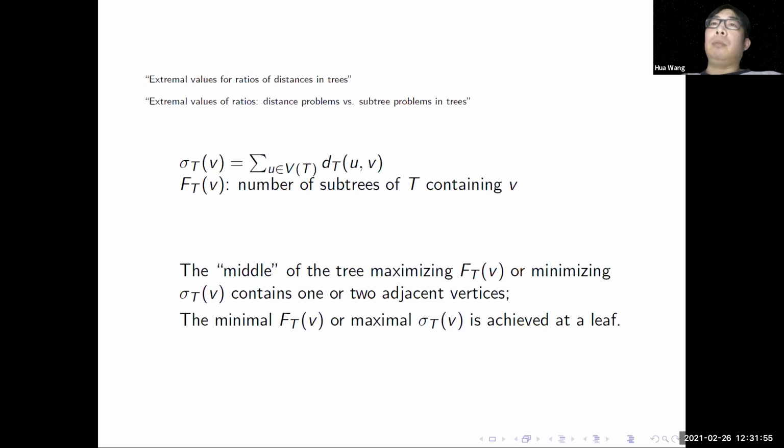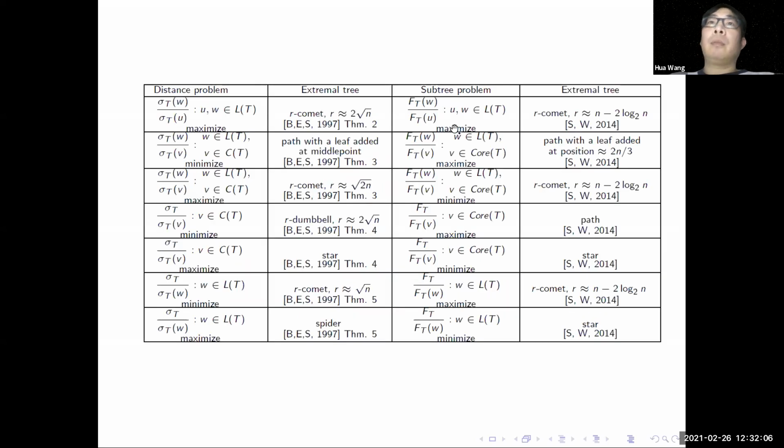And on the other hand, the minimum local subtree number and the maximal local distance are at a leaf. So based on this, people were interested in these ratios. And what we have here is the quotient of the global invariant over the local version of the invariant, either at the center or at a leaf.